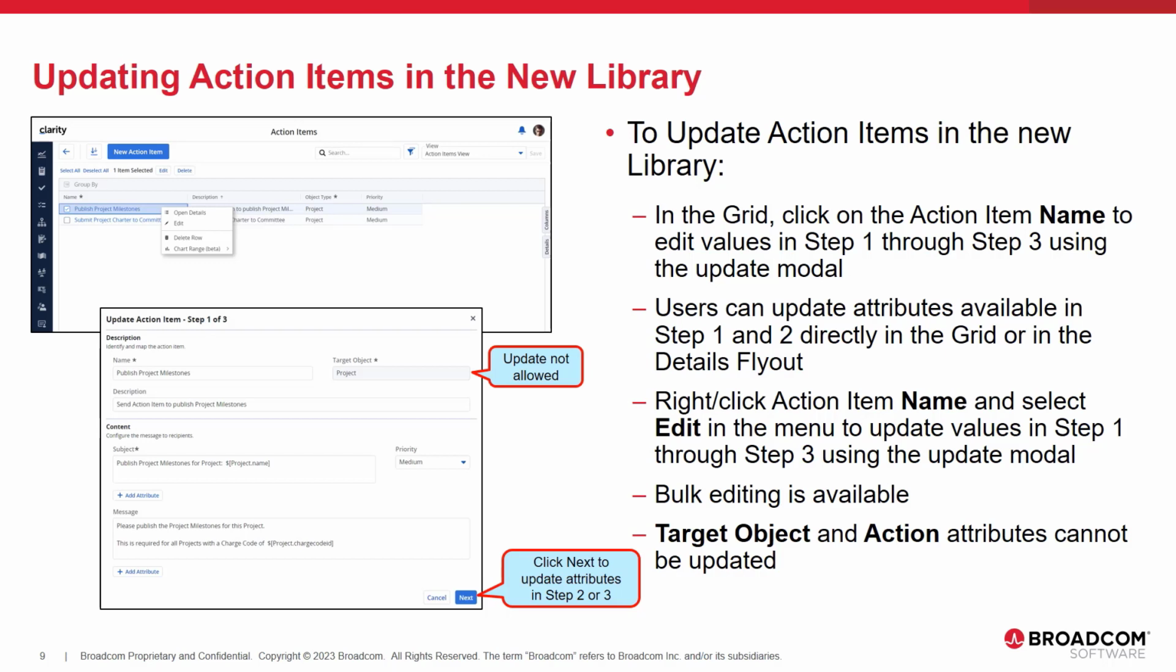Now, if you'll remember, the only attributes that you can't update after they're saved are the target object and the action attributes. Your third update option is you can just highlight over the action item name and do the right-click option. And if you do that, you'll also get the update action item modal that you see here in this second screenshot. And the last option that you have is you can either do single or bulk editing by check marking one of the action items, and then you can see the edit button right up near the item selected. You can just select that to do single edits or bulk updates.